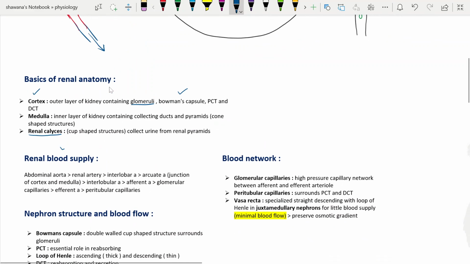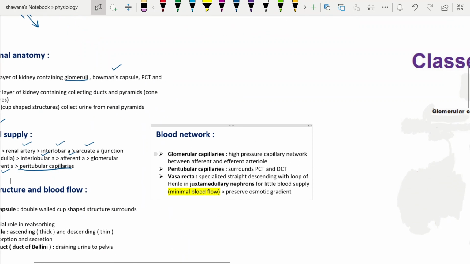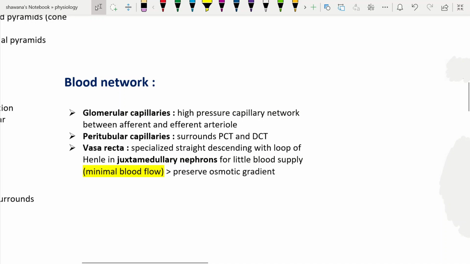After that, the renal blood supply, as I've told you, from abdominal aorta, renal artery, interlobar, then arcuate at the junction of cortex and medulla, then interlobular, afferent, glomerular capillaries, efferent, and then peritubular capillaries. There is a difference between the kinds of nephrons in which they do not have the peritubular capillaries.